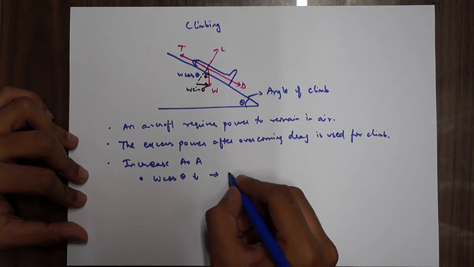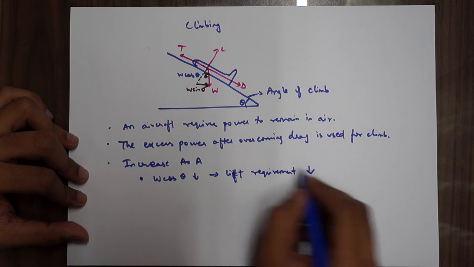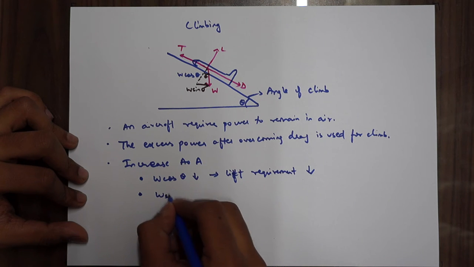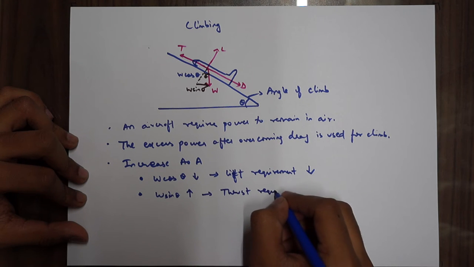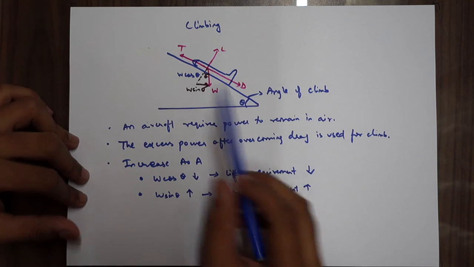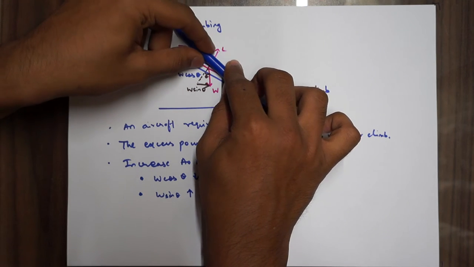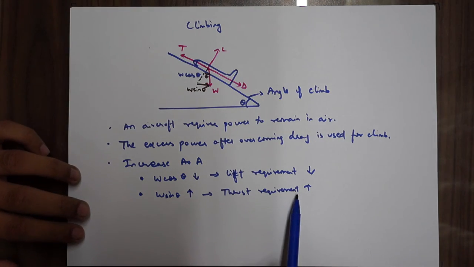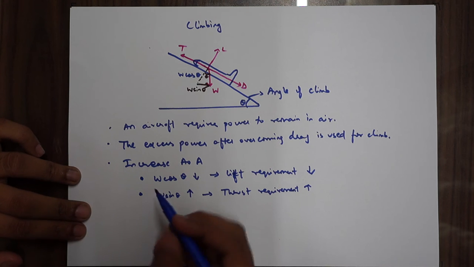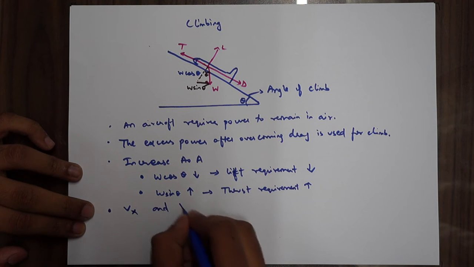So this means your lift requirement has gone down. Now with that, W sine theta will increase. That will demand the thrust requirement to increase. So the deal is, when you increase the angle of attack, W cos theta is reduced, but your W sine theta is increased. So at a higher angle of attack, your thrust requirement has increased. Okay, now there are a few key speeds here, Vx and Vy. I'll just discuss it on the next page.